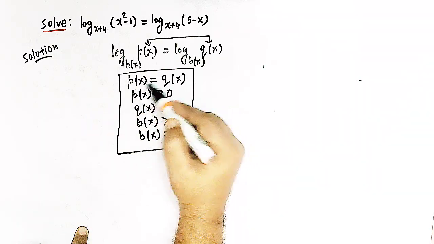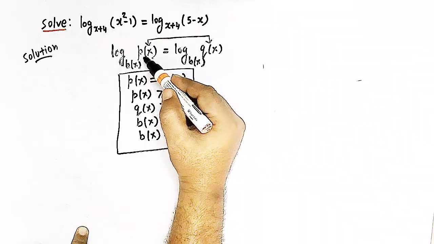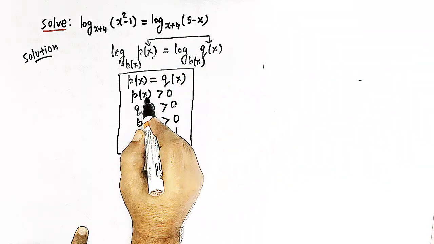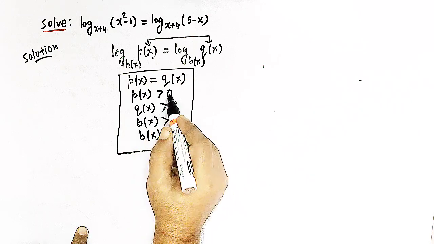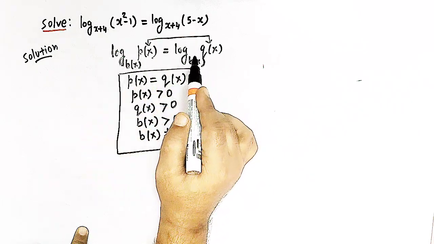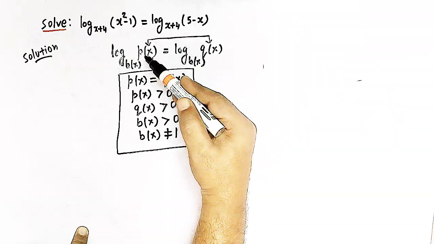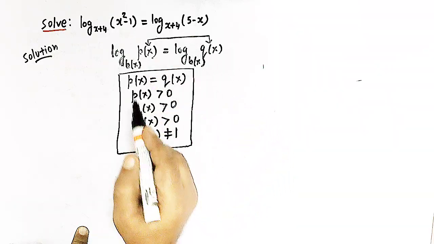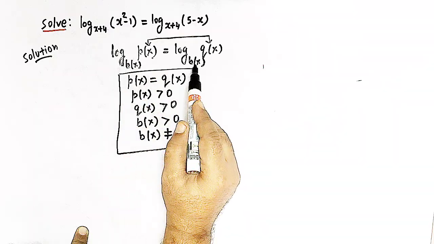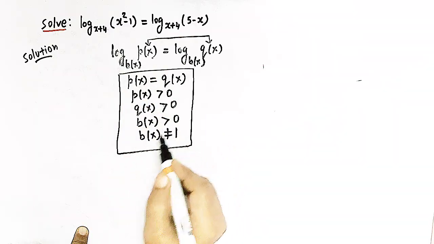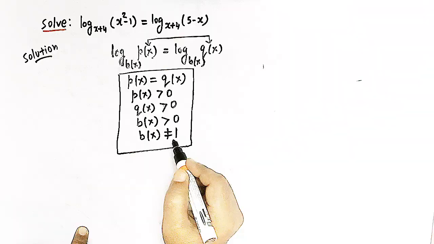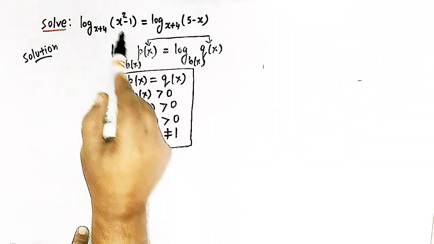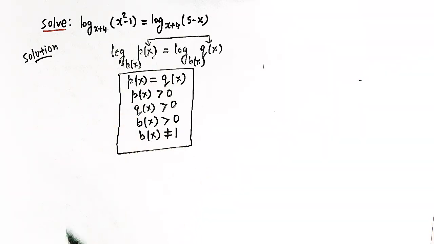So these types of logarithmic equations can be solved by taking these conditions together, right? So here the first one is that p of x should be equal to q of x, then p of x and q of x should be greater than 0, so that the logarithm of the function is defined in the set of real numbers. And then the base b of x should be greater than 0, and b of x should not be equal to 1, right? So now let us compare these two equations.